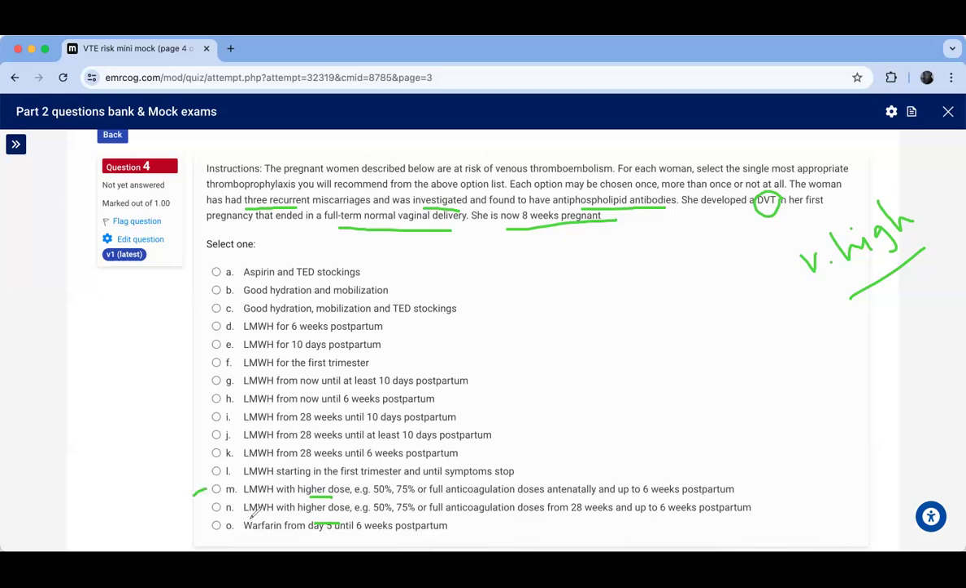Let's again compare it to the other one. Low molecular weight heparin with higher dose, 50 to 75% of full anticoagulation doses from 28 weeks and up to 6 weeks. No, it's not from 28. So the correct answer should be M, right? This is the best among all the options, right? Okay, so let's choose another question to apply what we have learned today.